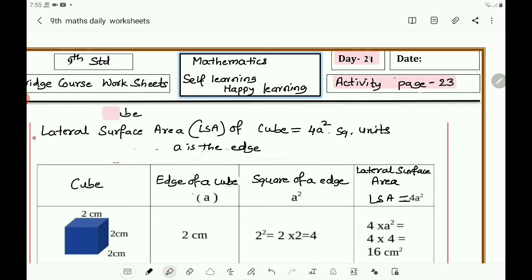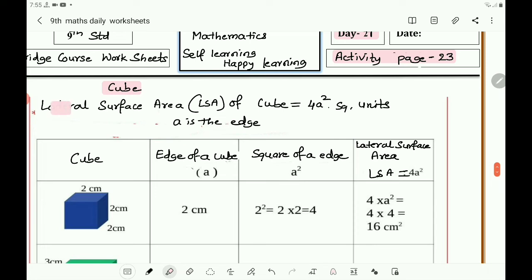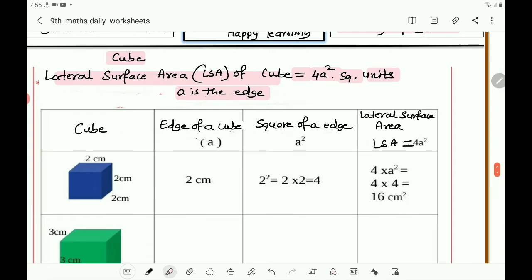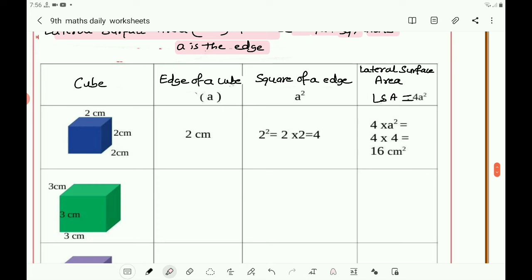First, take the cube. You know the formula to find the lateral surface area of a cube. LSA of cube equals 4a square units. Here a is the edge of the cube. By using this formula, children, find the lateral surface area of the given cube with the given edge.